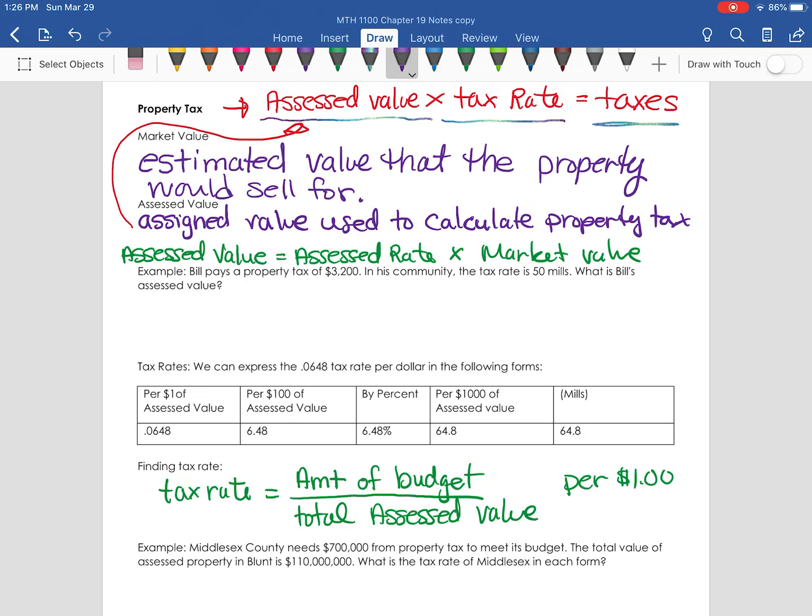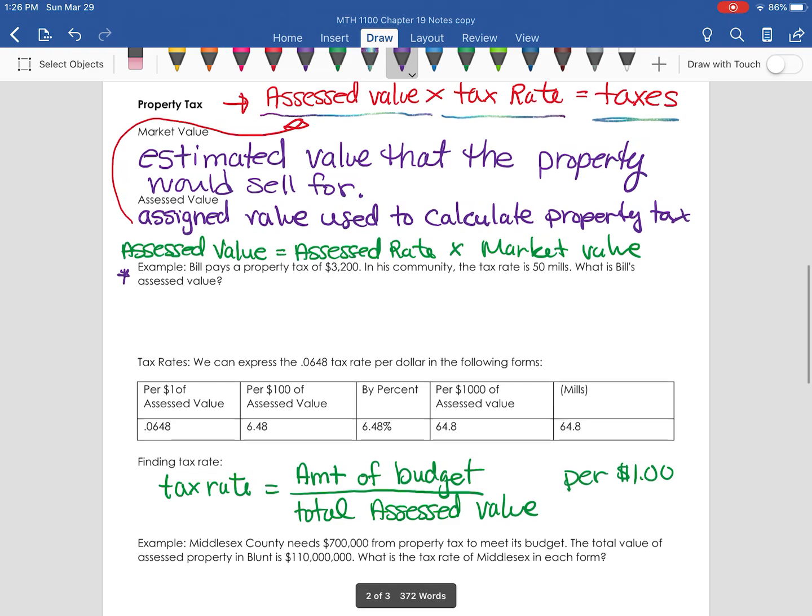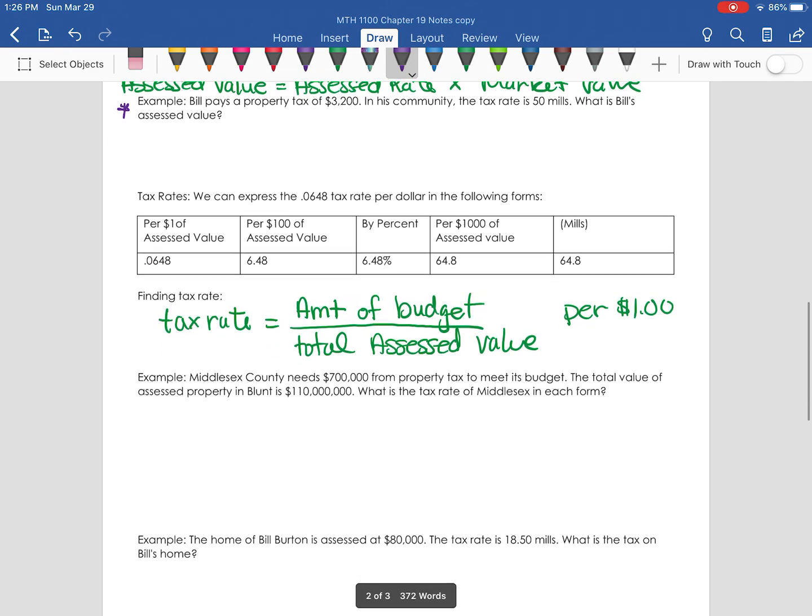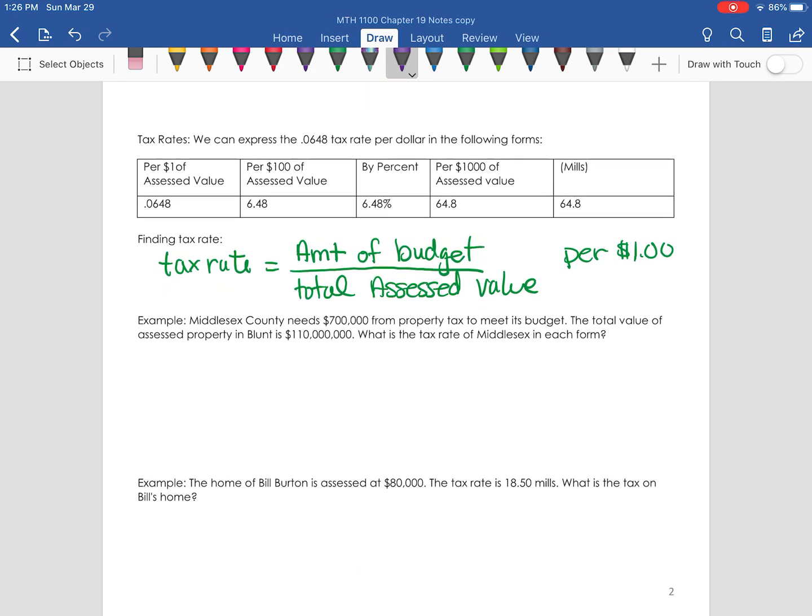Okay, so now let's move on. Before I do this example here with Bill, I want to go through the different ways that you can represent tax rate. Okay, so I have a table here, and just like there's different ways to represent proportions, like we have fractions and we have decimals and we have percentages, there's different ways that we can represent tax rates. If you want to write down a tax rate that represents per dollar of the assessed value, here's an example right here.